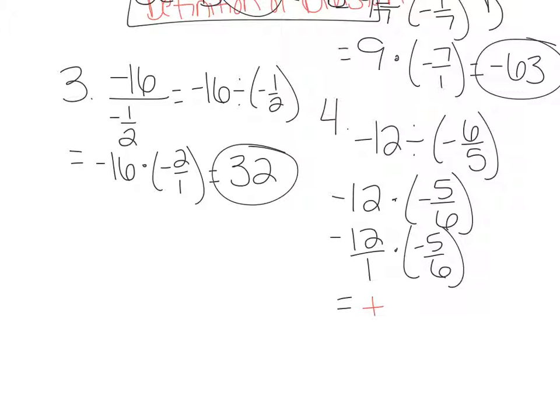Okay, so looking to cross reduce, I can divide out a 6. So the 12 turns into a 2. Sorry, the 6 turns into a 1. So now I have a negative 2 times a negative 5, which gives me 10. 1 times 1 gives me 1. So my answer would just be a positive 10.